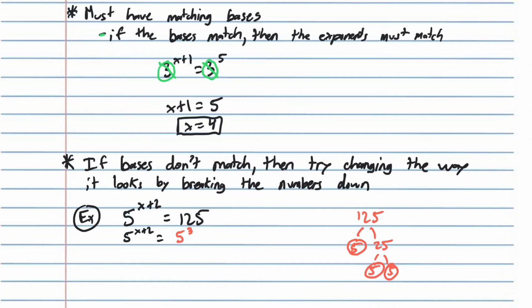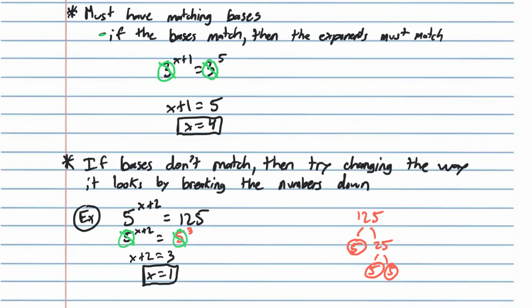5s. Okay, and now it works out quite nicely, because now we have matching bases, so these kind of cancel each other out. And again, we're left with a very basic equation of x plus 2 is equal to 3. And again, you can solve that pretty easily. At least you should be able to. And you get the answer of 1. Okay, so when the bases don't match, see if you can break the numbers down to force them to match.